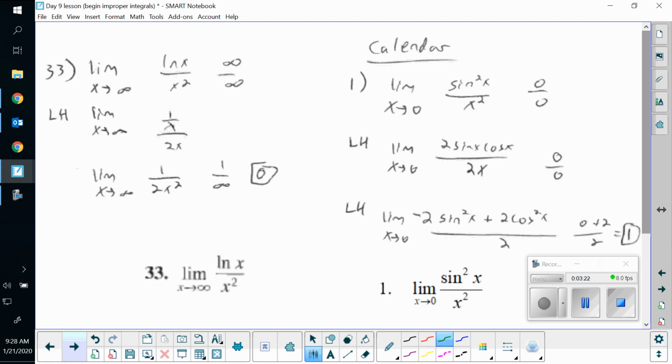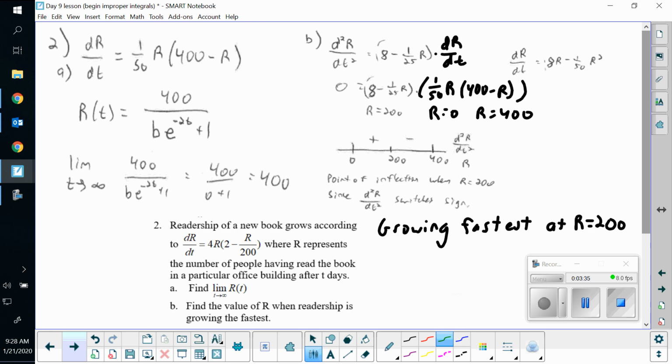There's 33 and the first calendar problem. And the second calendar problem, I'll talk through this one so we don't need to pause. I'm guessing there'll be some questions on it.